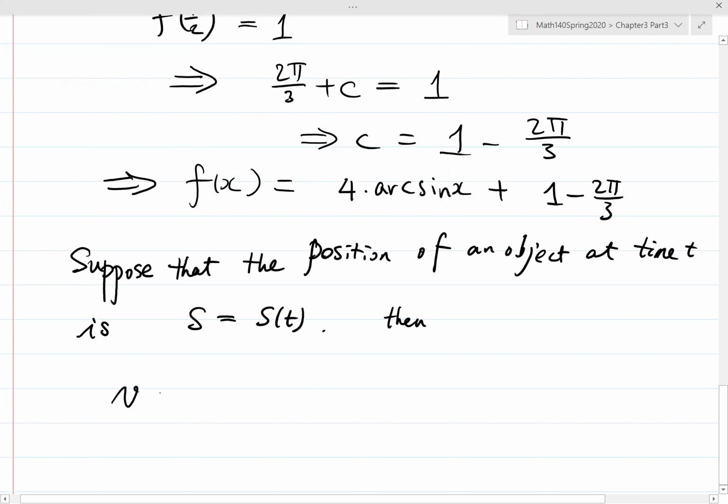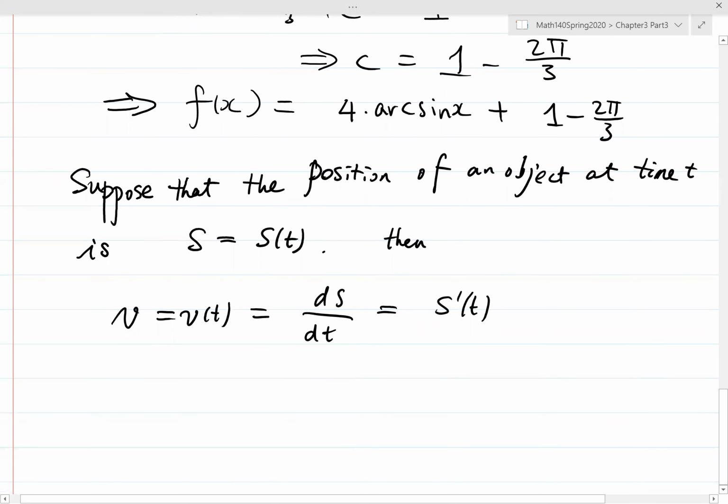Then its instantaneous velocity v of t is ds over dt, the derivative of the position function, or you write it as f prime at t. And the acceleration is the instantaneous rate of change of velocity. So a of t is dv over dt, which is also v prime of t. And since v is the first derivative of s of t, if you take the derivative again, this is the second derivative of the position function.